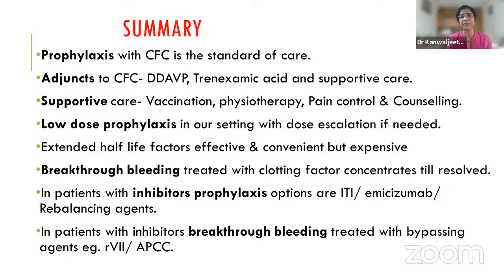In case of inhibitors, prophylaxis options are ITI or emicizumab, depending upon the titers in the patient. Rebalancing agents are currently investigational. In patients with inhibitors and breakthrough bleeding, we can administer either a bypassing agent or recombinant factor 8 or factor 9, depending upon the titers in the patient.